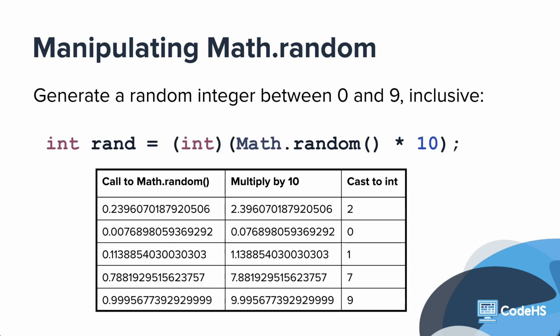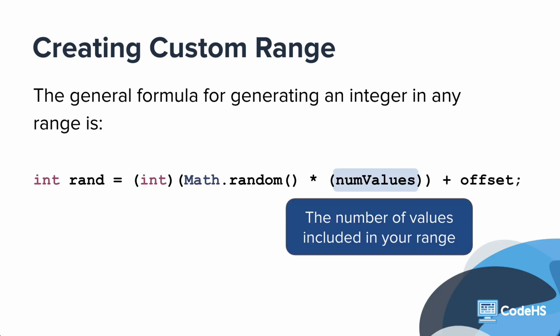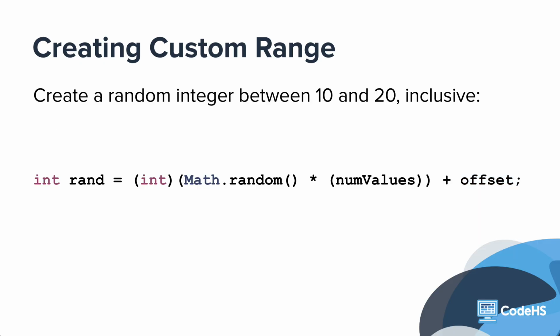You can repeat this process as many times as you like and generate as many random numbers between 0 and 9 as you want. Here is the general formula for producing a random integer in any range, which is what the previous example used as well. The numValues is the number of values included in your range, while the offset is the starting point for the range. Let's see this in action while creating a random integer between 10 and 20 inclusive.